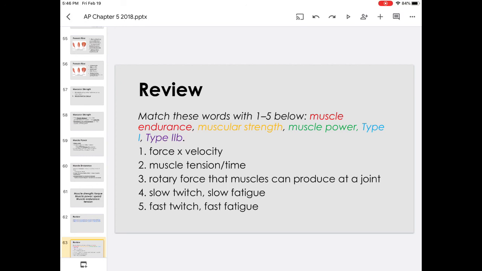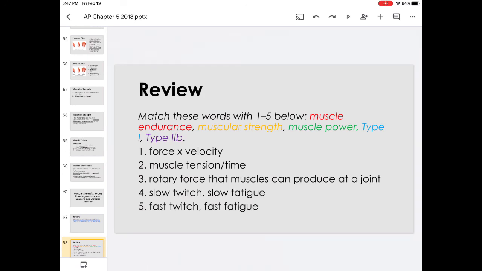All right, so let's work on this review for this section. If you have force times velocity, what does that mean? That refers to your muscle power, okay? When you have muscle tension over time, you are talking about muscle endurance. Remember, there's varied and constant. It would be constant if you're holding a position versus varied if you are repeating a position or movement. Rotary force that muscles can produce at a joint is called muscle strength.